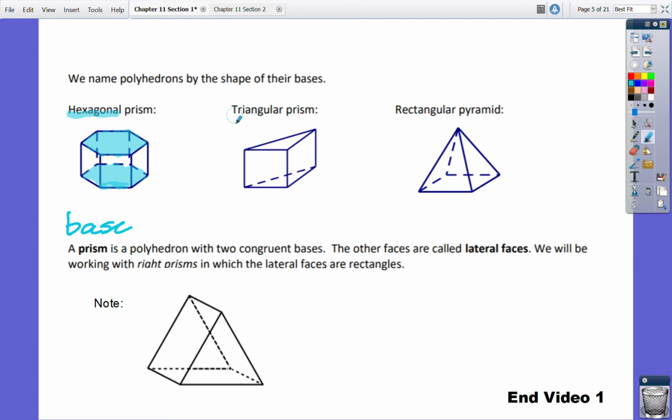Let's look at this triangular prism. The bases we're looking for here are triangles. So we're looking for the triangles again on top and bottom.